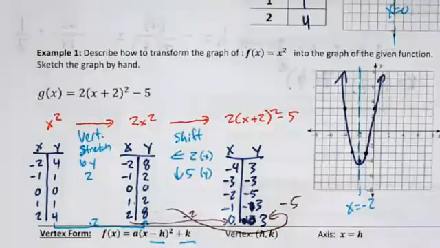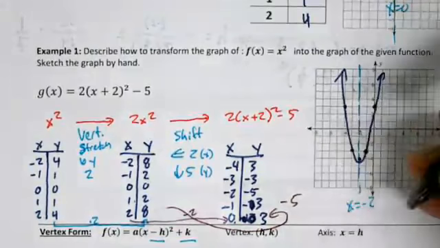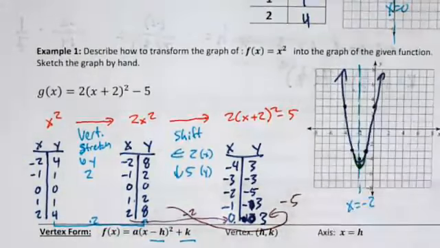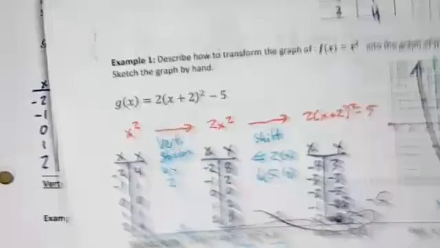Did I draw a point wrong? I didn't take it down far enough, did I? Thank you. This point should be down there. Thank you. All right. So, are you ready? I can't wait. Good. All right.